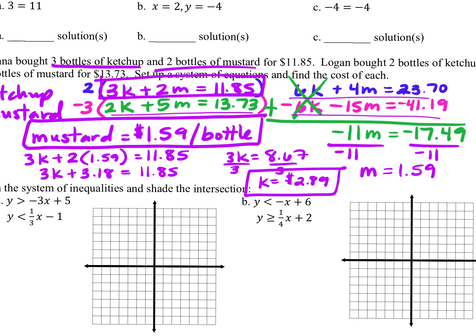Okay, so that means a bottle of ketchup is $2.89. A bottle of mustard is $1.59. Make sure you label with dollars there. We're talking money. What does it cost? So make sure we know it's a cost. Okay.